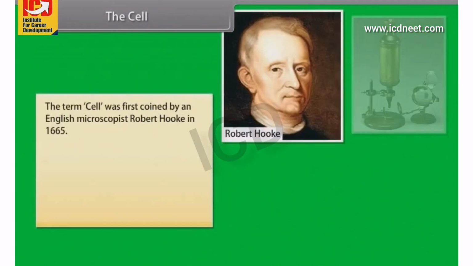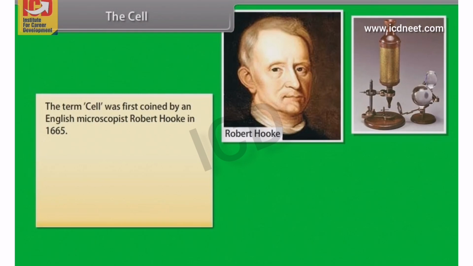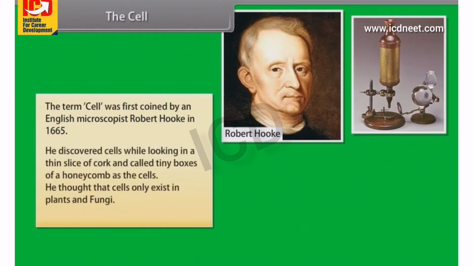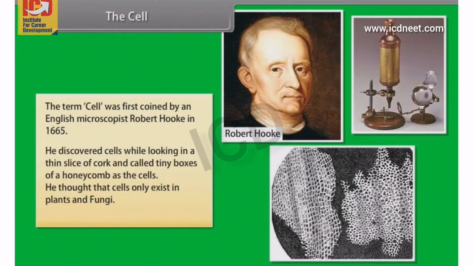The term cell was first coined by an English microscopist, Robert Hooke, in 1665. He discovered cells while looking at a thin slice of cork and called the tiny boxes of a honeycomb the cells. He thought that cells only exist in plants and fungi.